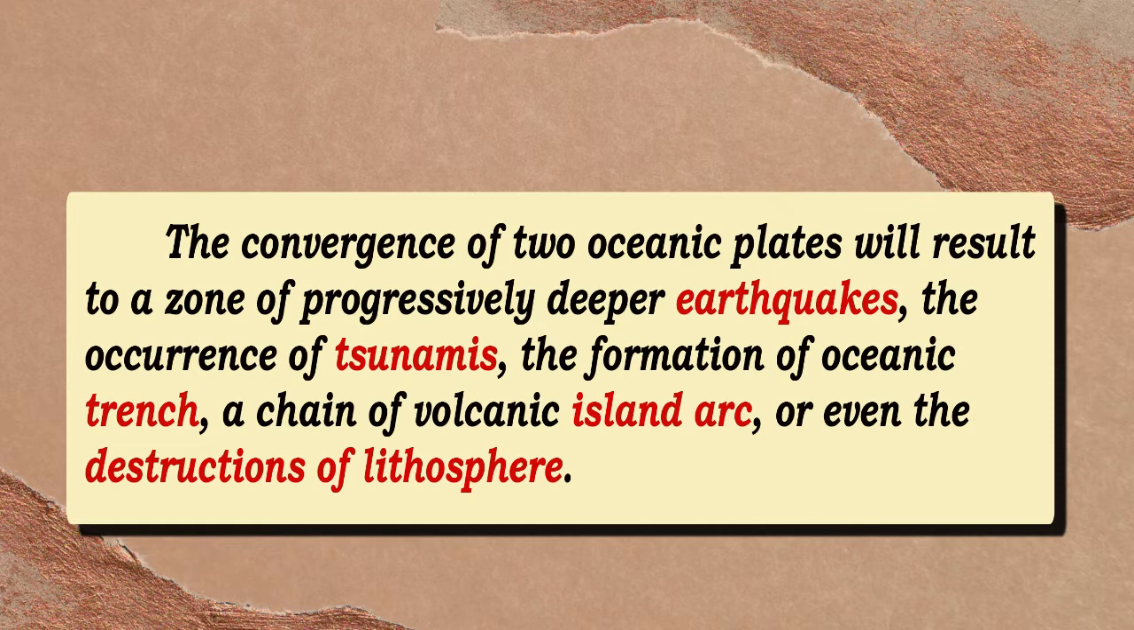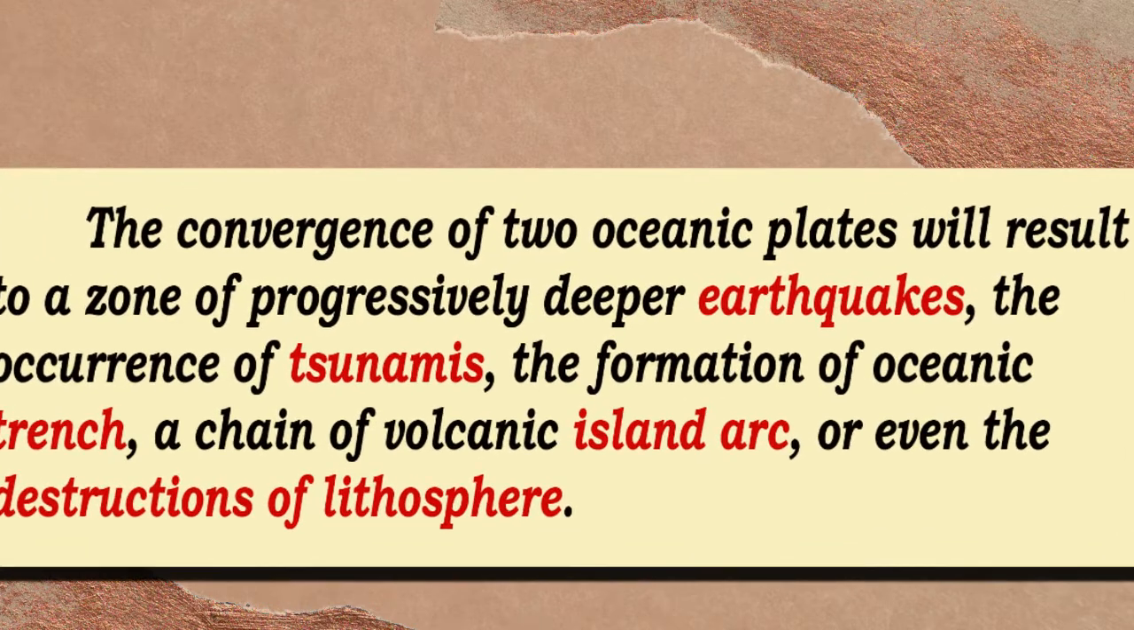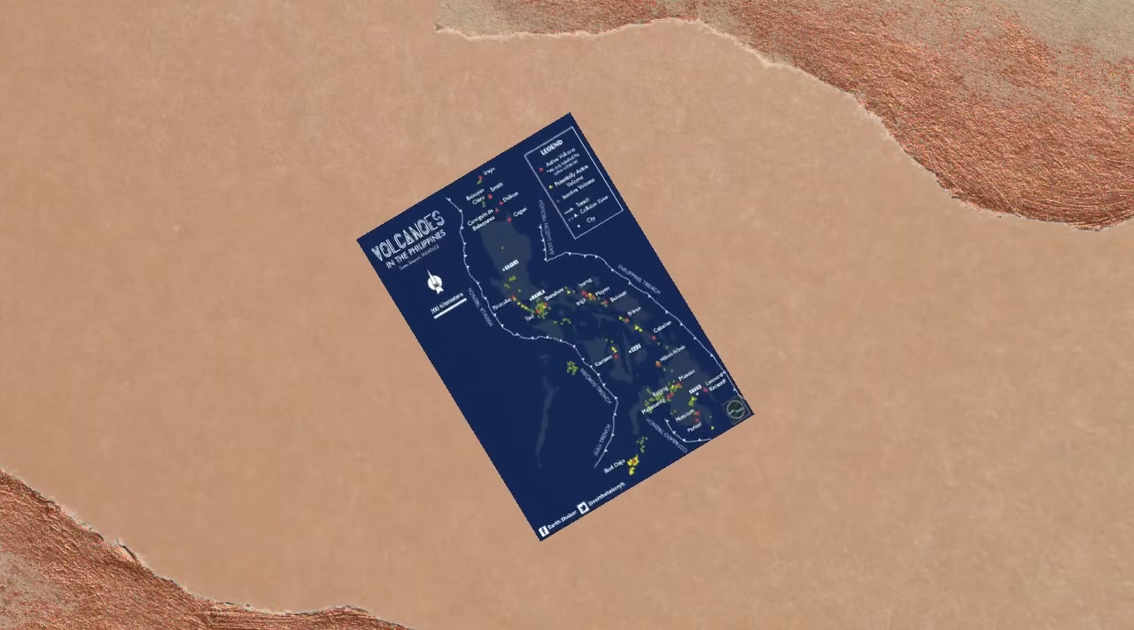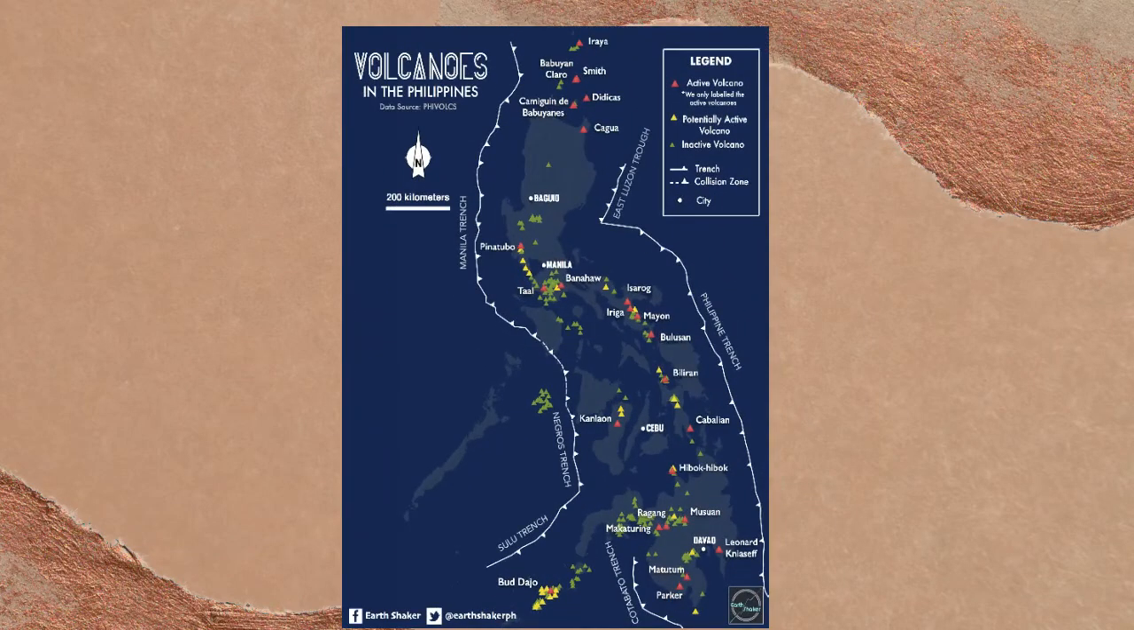This explains why the Philippines is mostly loaded with volcanoes. The different islands were believed to have originated from the convergence of two oceanic crusts.